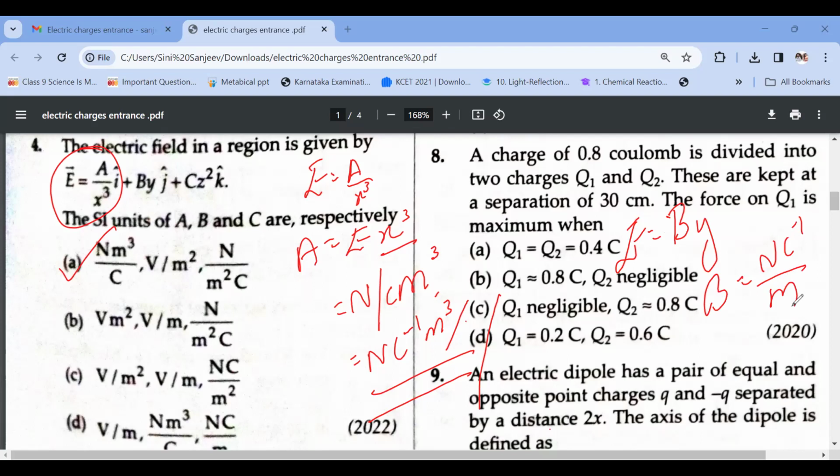Then how do I convert this N by C meter? So multiply by meter here and also by meter. So it will become by meter square. What is this? NC power minus 1 M. It is nothing but my V. V by meter square.